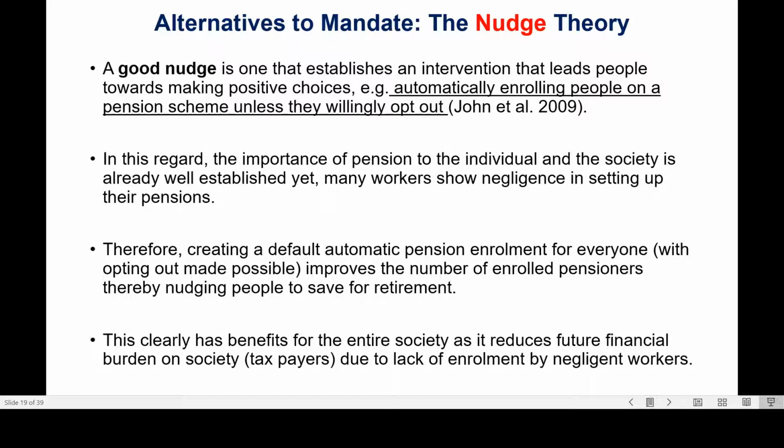For example, when you automatically enroll people on a pension scheme, that's a good thing, because in those days most people would get a job and not enroll in a pension scheme, and they lose out, the government loses out, and society has to bear the brunt of these people's quality of life when they become old. So what they did, through research, was say, okay, we know that pension is good for everyone, so there's no doubt about that.